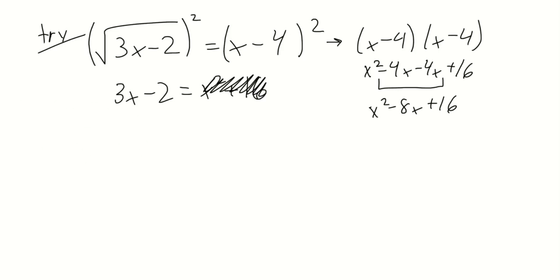So, negative 4 times negative 4 gives me a positive 16. So we got 3x minus 2 equals x squared minus 8x plus 16. What's tripping you up? This is what I got after I factored. After I FOILed. So I distributed.